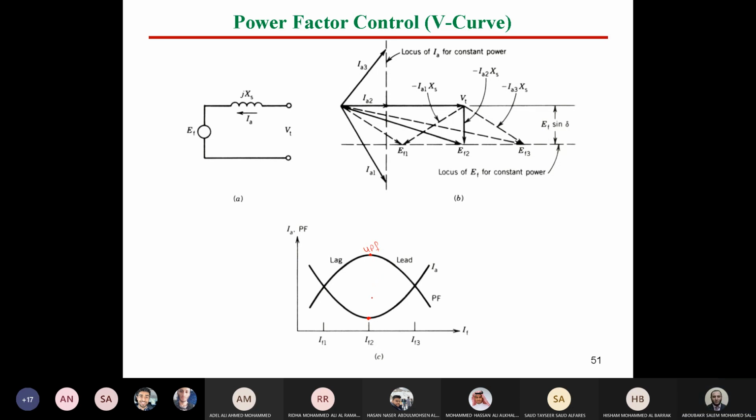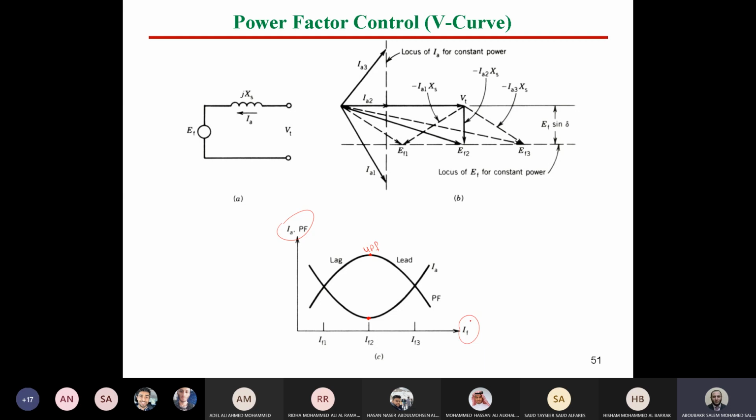And then if you continue increasing the excitation from EF2 to EF3, the current will increase again until reaching very high values at leading power factors. So increasing here will increase the current again. As you can see, guys, the curve is like the letter V. For that reason, this curve is well known as the V curve. Okay, so it's a V curve because it takes the shape of a V. However, the curve is a relation between armature current and field current. There is no voltage at all. It's completely current.